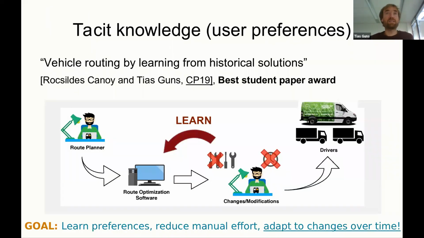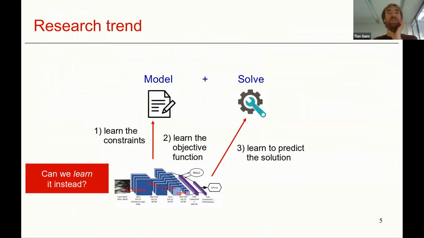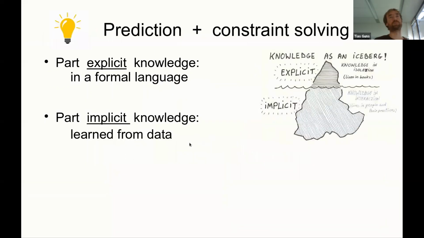Okay, so tacit knowledge, user preferences, and what I'm going to talk to you about now is mostly based on a paper that we published at CP last year, which got the Best Student Paper Award, the fantastic work of Rocsildes, called Vehicle Routing by Learning from Historical Solutions. And it contains the words vehicle routing, so let me show you again this slide. Daniel talked about vehicle routing, but from the perspective of number 3, and I will talk about vehicle routing from the perspective of number 2.